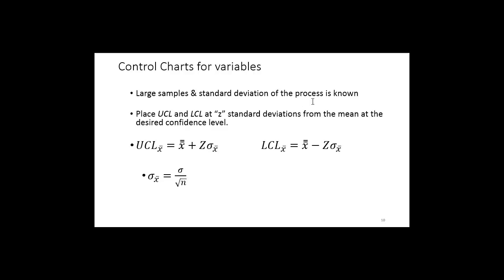If we use large samples and the standard deviation of the process is known, we use the basic formula. Upper control limit is the overall average plus 3 standard errors, or if we use a different z-score, 2 standard errors. Of course, this is the standard error, dividing the standard deviation by the square root of the sample size. And lower control limit is the mean minus 3 standard errors.